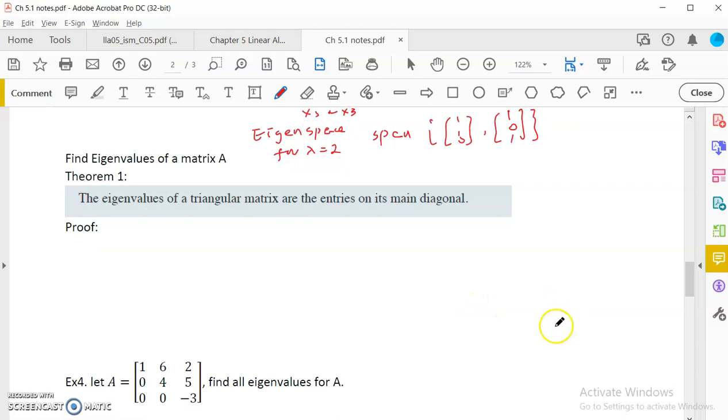Some theorem. Okay, so if no one tells me what lambda is, how can I find lambda? How can I find the eigenvalue of matrix A? For some matrices, it's very easy to find, especially if it's a triangular matrix. That means upper or lower triangular. If it is a triangular matrix, the eigenvalues are the entries on its main diagonal.